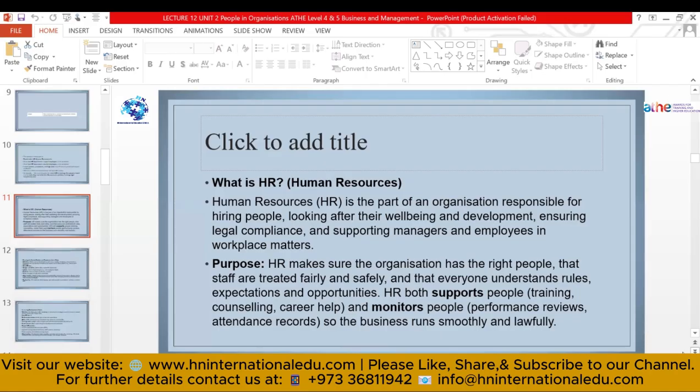Purpose: HR makes sure the organization has the right people, that staff are treated fairly and safely, and that everyone understands the rules, expectations, and opportunities. Again, each and every detail, from minor to major, must be learned by the employees.